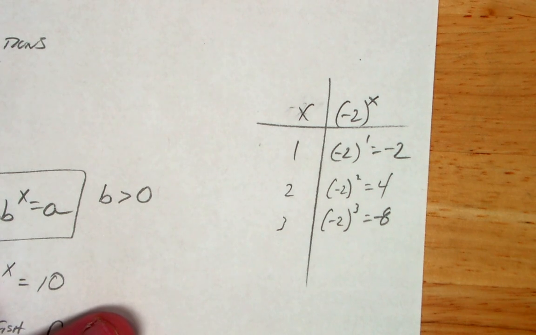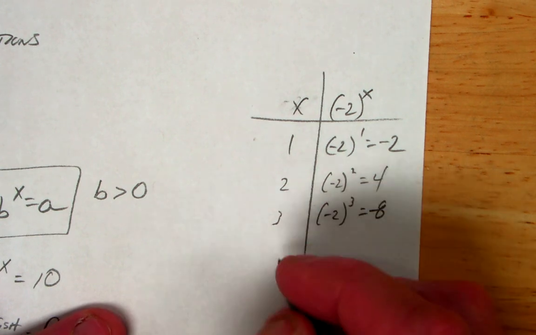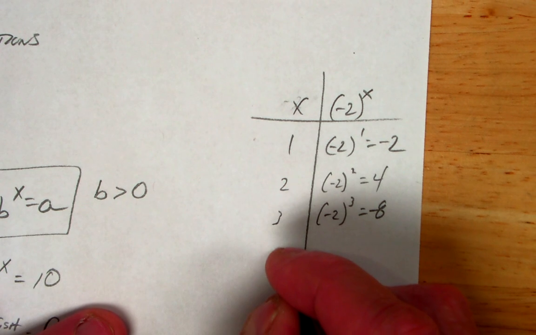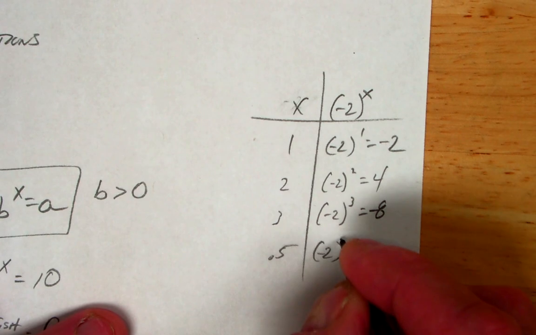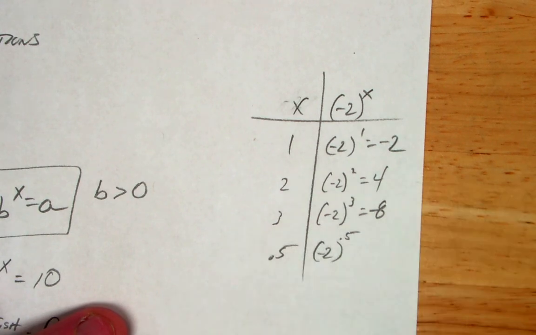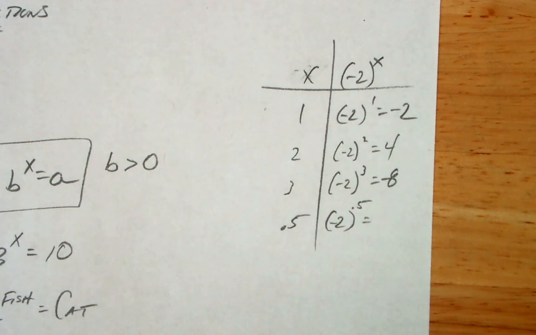Okay, grab your calculator, please. What if I said for my x, I want a 0.5? So negative 2 raised to the 0.5. You got to put parentheses around it, of course. What do you get? Error. Why? Anybody remember? Gold star problem. Anybody want to earn a gold star?